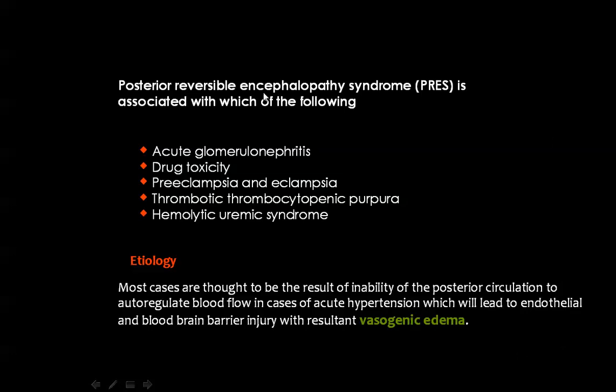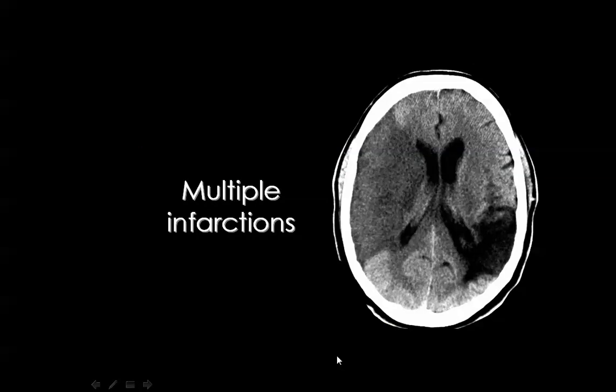Many causes will result in this syndrome, and mostly they are responsible for the sudden increase of the blood pressure, like acute glomerulonephritis, drug toxicity, preeclampsia and eclampsia, thrombotic thrombocytopenic purpura, and the hemolytic uremic syndromes. And as I have said, this is just a vasogenic edema resulting from severe vascular spasm to counteract the acute rise in the blood pressure to prevent intracranial hemorrhage.